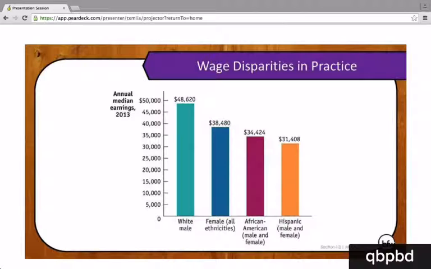Are we to assume that white males, as we see here in this graph, are more productive than females of all ethnicities? Are we to assume that those two groups are more productive than African American males and females? Are we to assume that those groups are all more productive than Hispanic males and females? I mean, are we to assume that that's what explains these wage disparities that we see in annual median earnings by these different groups of people in practice? A lot of people look at this and they don't believe that. They don't believe that marginal productivity explains everything that you see in this graph.